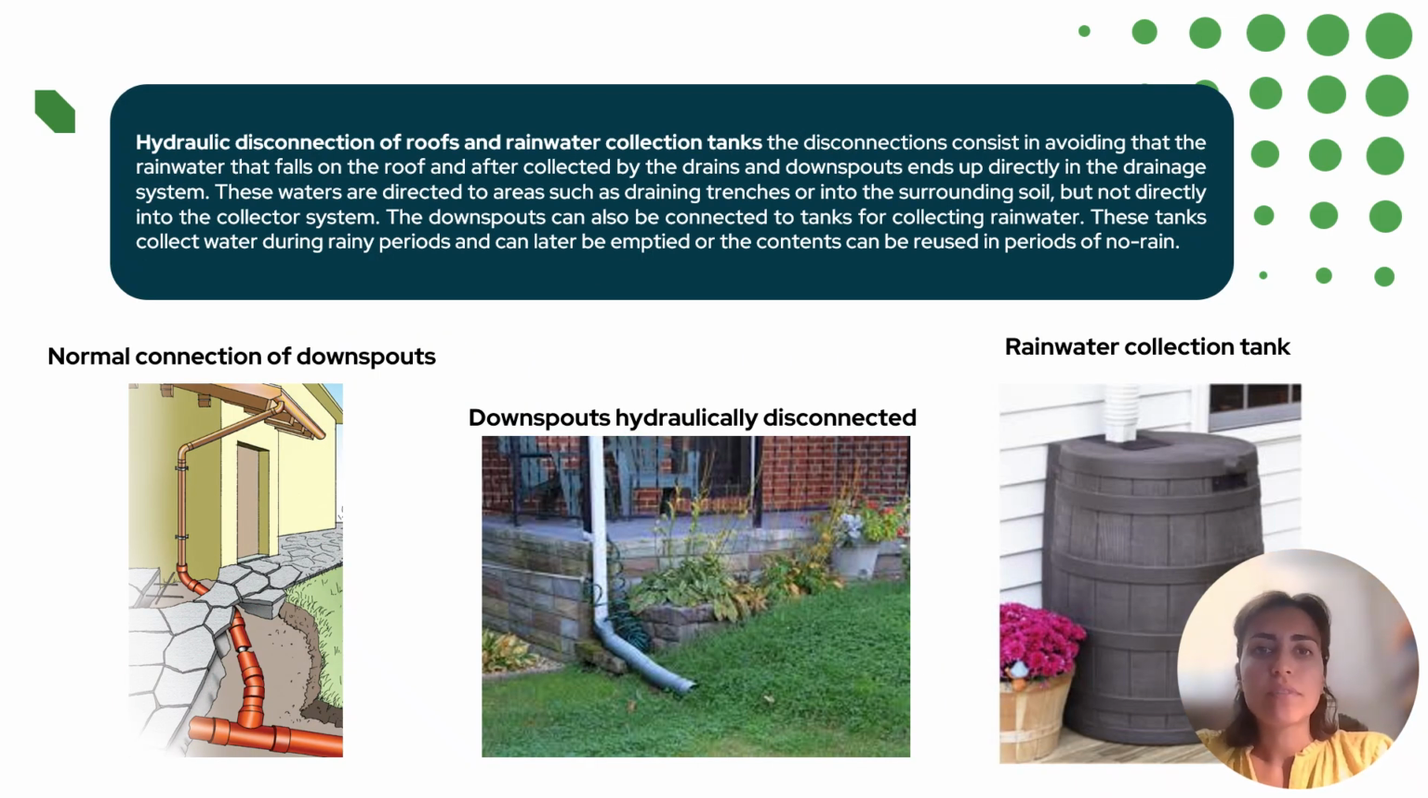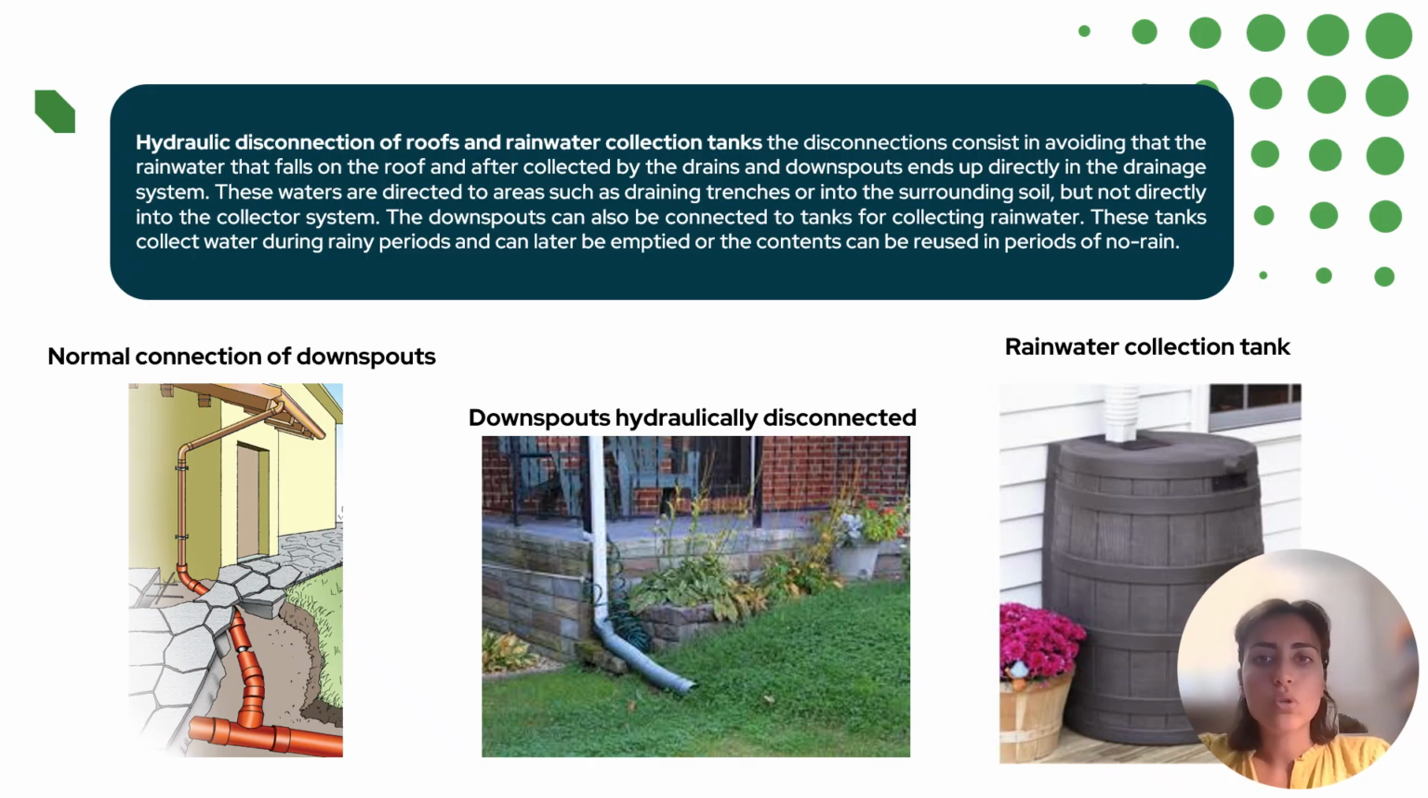Another effective measure is the hydraulic disconnection of roofs combined with rainwater collection tanks. Normally, water that falls on roofs is collected by downspouts and sent directly into the drainage network. This increases the load of the sewer system during rainfall events. By disconnecting the downspouts, however, this water can instead be diverted into draining trenches or infiltrated directly into the surrounding soil, reducing surface runoff and peak discharges.